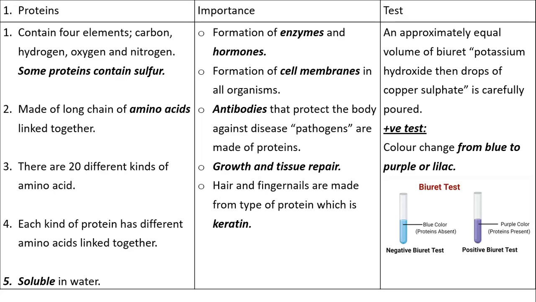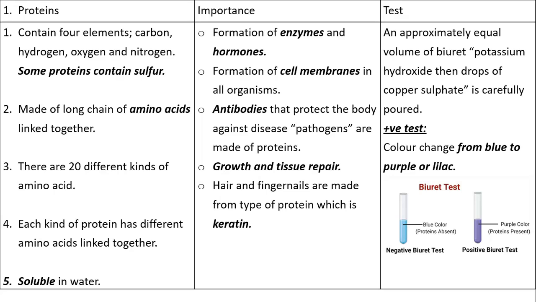What is the importance of proteins in the bodies of living organisms? First, the formation of enzymes and hormones. Proteins make all of our enzymes and all of our hormones. Hormones are very important chemical messengers, and enzymes carry out important functions in the body. Most of your digestion process, for example, depends on enzymes.